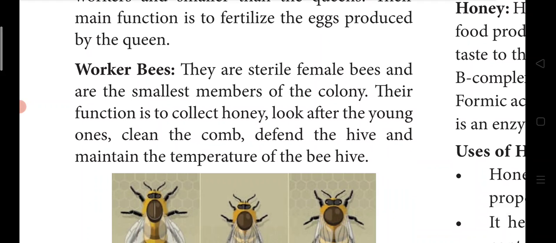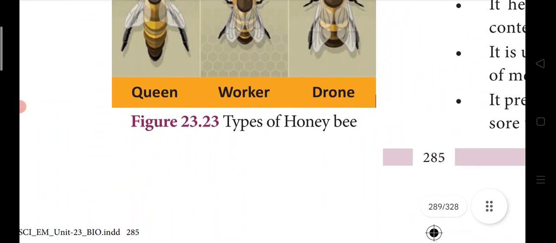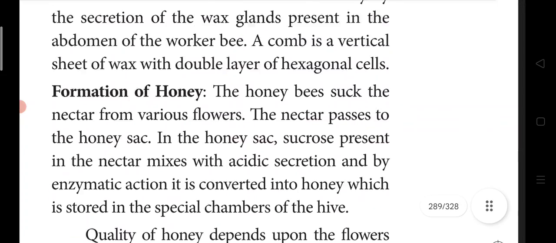So they have to look after the young ones and collect the honey and clean the comb, defend the hive, which means hive வந்து யாராச்சும் அட்டாக் பண்ண வந்தாங்கன்னா they have to protect it, and maintain the temperature of the beehive. இதுதான் workers உடைய major work. So worker bees play the major role in the colony. You can see the picture here.